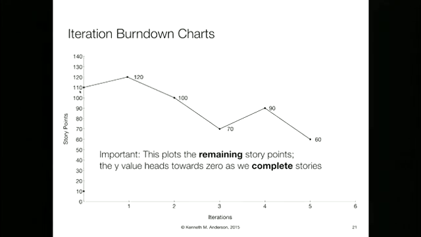So now we go through and we finish iteration 1. And let's say we actually got a bunch of work done. Let's say we did 20 points worth of work. So we should have seen that number be down at 90, right? That would have been the ideal situation. But something happened. We discovered something.